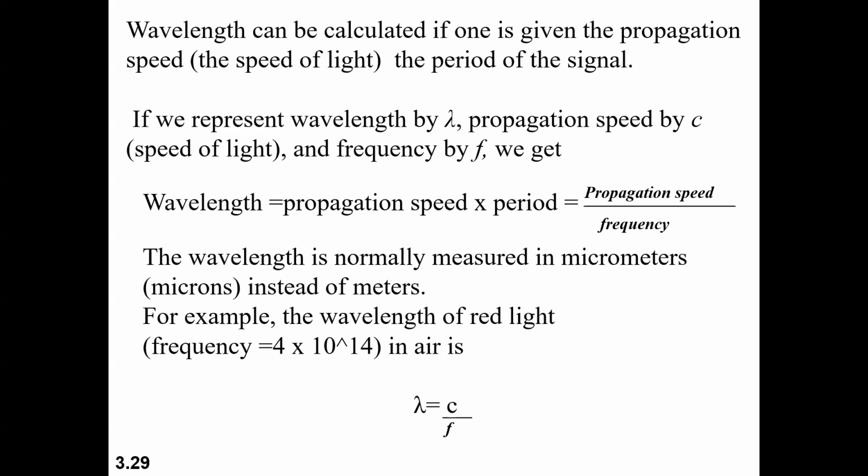Yeah? So the wavelength is normally measured in micrometers or microns instead of meters. So for example, the wavelength of red light, it says frequency is equal to 4 times 10 to the power 14. So it says lambda is equal to c over f. What is the speed of light? 3 times 10 to the power 8.